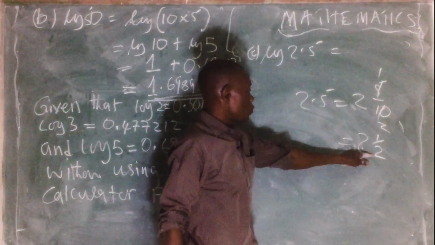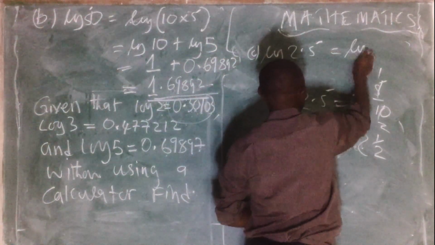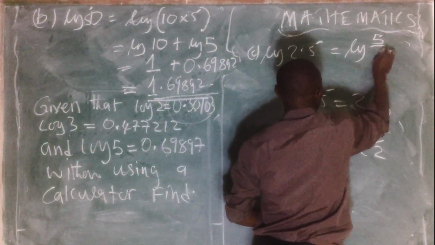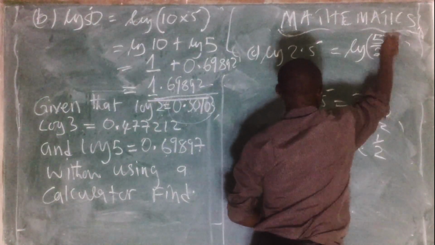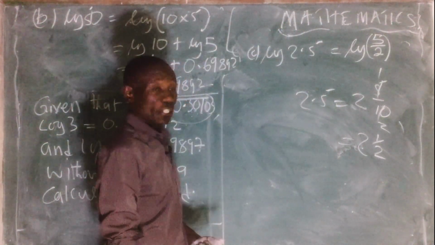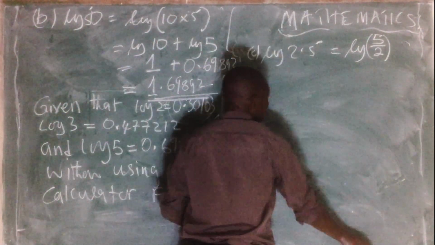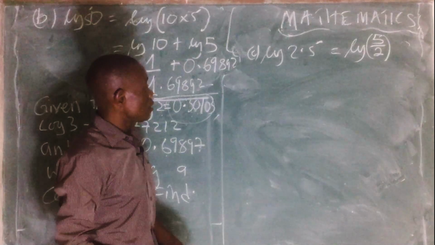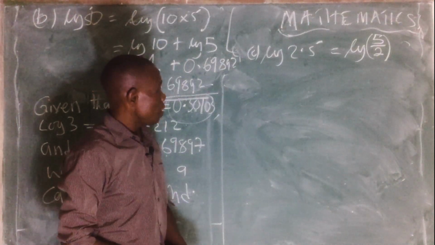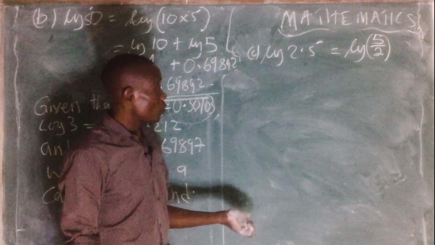At the very end I've got 2 times 2, which gives a 4, plus 1 is a 5. So this is the same as the logarithm of 5 over 2. That's what it means here. So 2.5 is as good as writing 5 over 2. Now that we have that situation, law number 2, about division and subtraction, is going to hold.